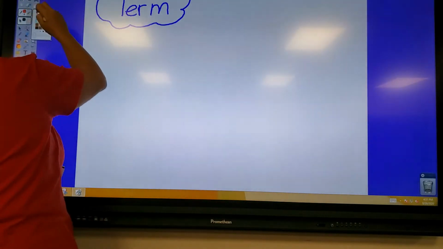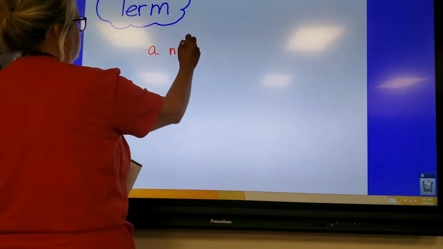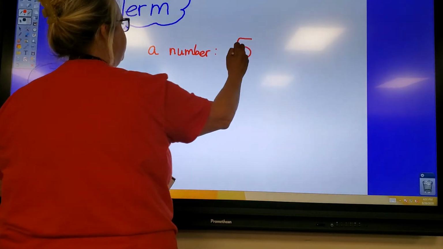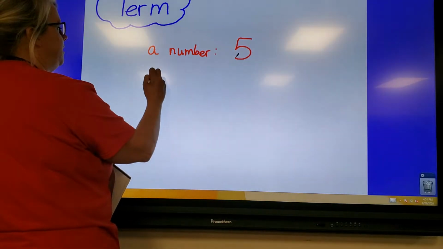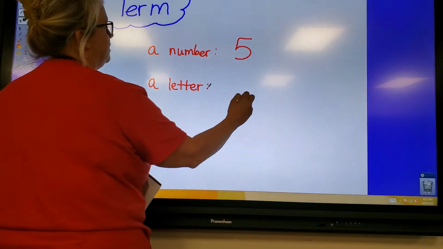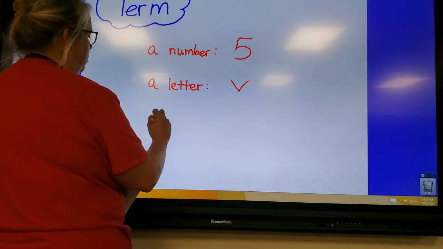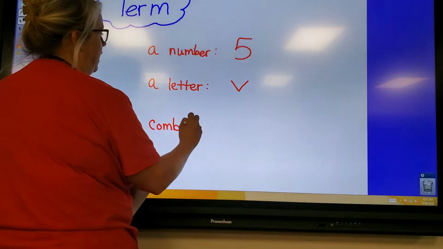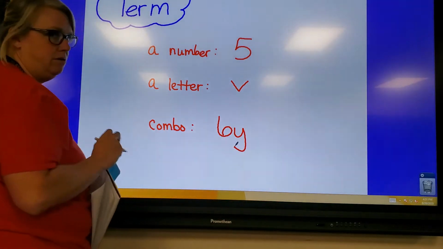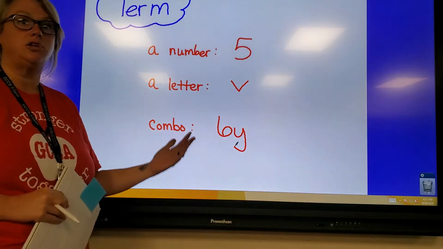You could have a term that is just a number, like if you had the term 5. You could have a term that is just a letter, like the term v, or you could have a combo of the 2, a number and a letter, like if you had 6y, okay? So all 3 of these are examples of terms.